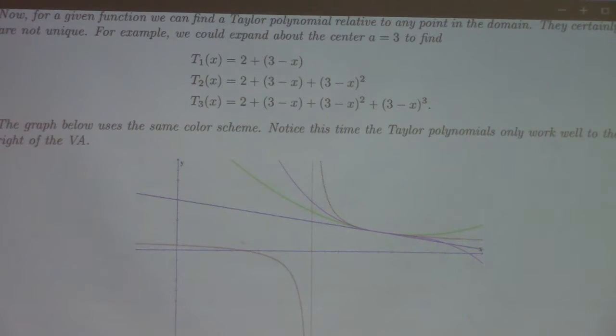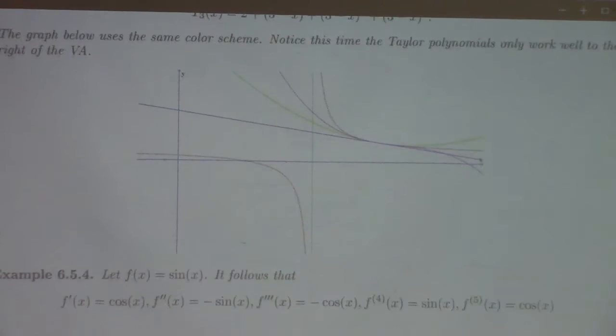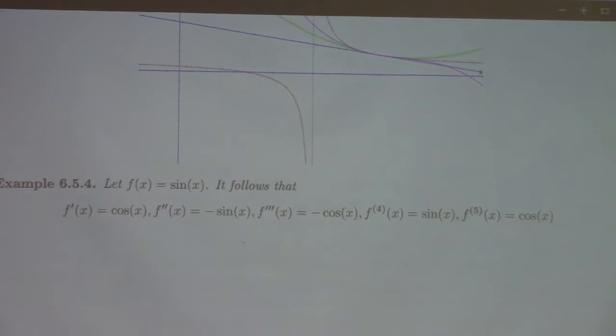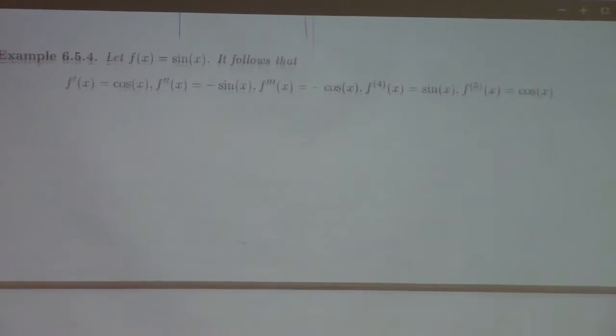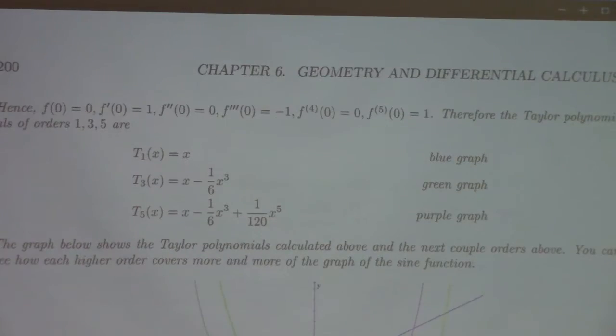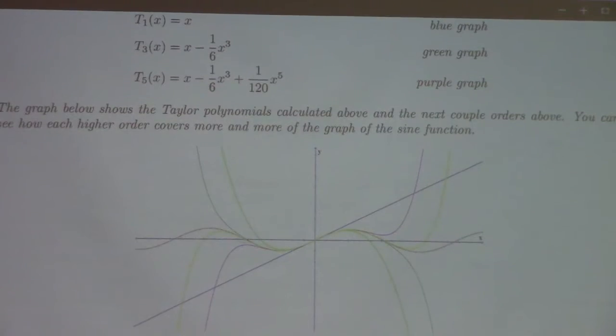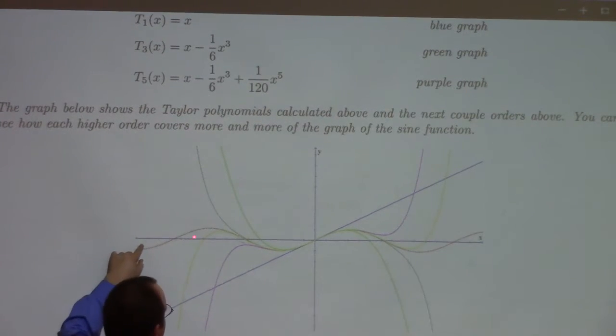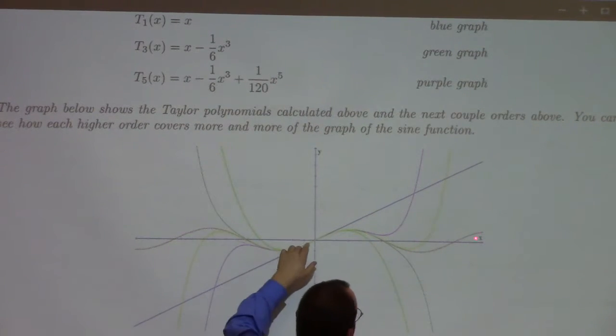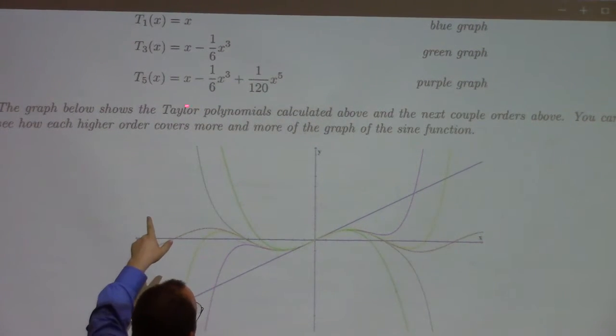But there's another example. Here's sine. I calculated this by hand for you. So here's a picture of it. What we're looking at is the actual sine function, the red dotted one. The fifth Taylor polynomial is the purple graph.